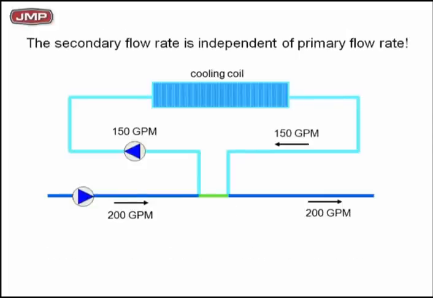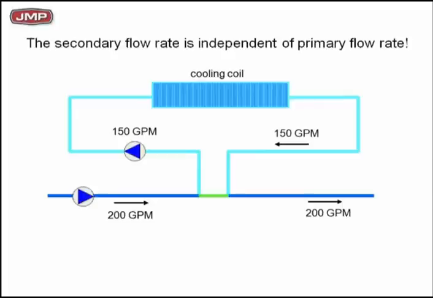Now, if we start playing around a little bit with the flow rates, you should get comfortable with what's going to happen here. The secondary flow rate is independent of the primary flow rate. Now, we, in the previous slide, had 100 GPM in the primary loop.